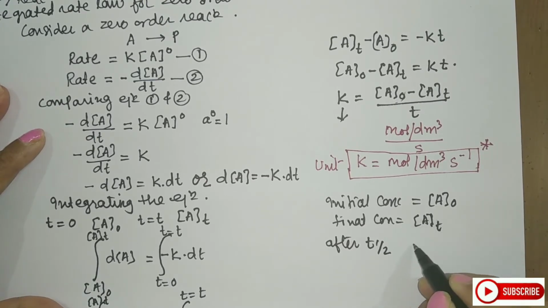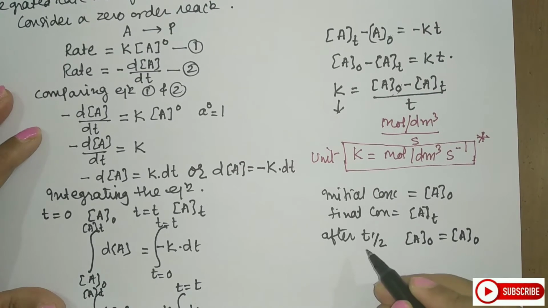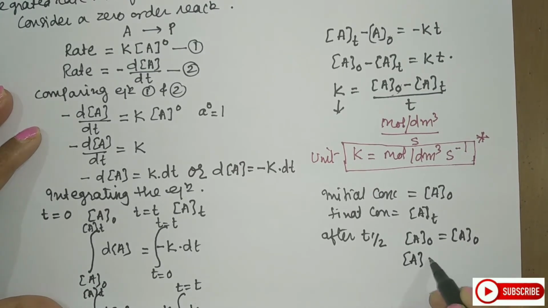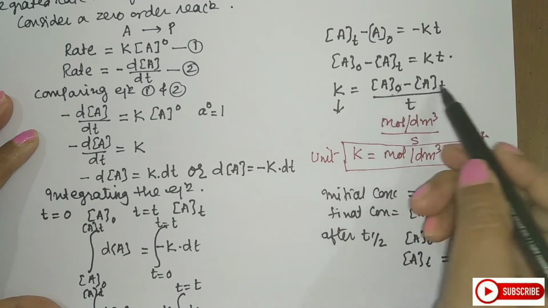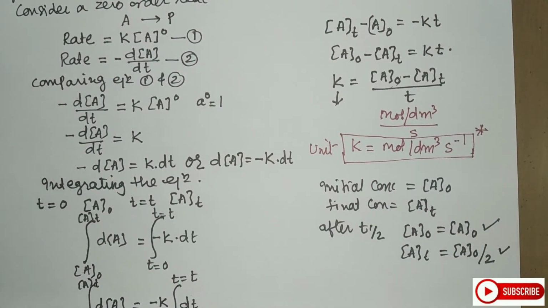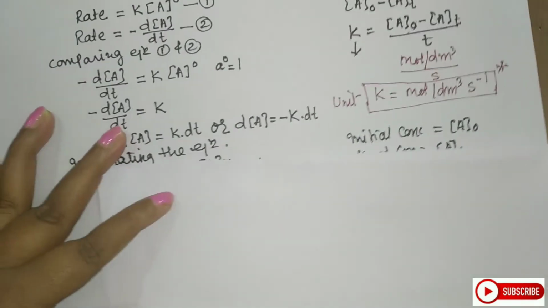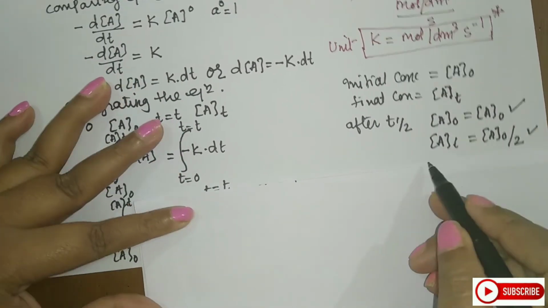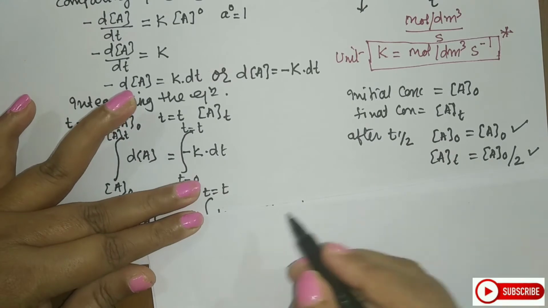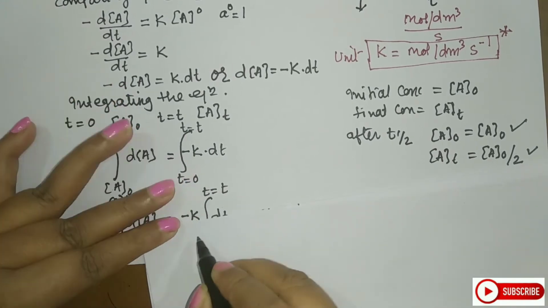Your initial concentration will be A0, but your final concentration, that is AT, will become exactly half of the initial. Now you have to substitute this and this value in place of those two values, and let us see what will be the derivation. So here let us substitute the values from here in the equation.